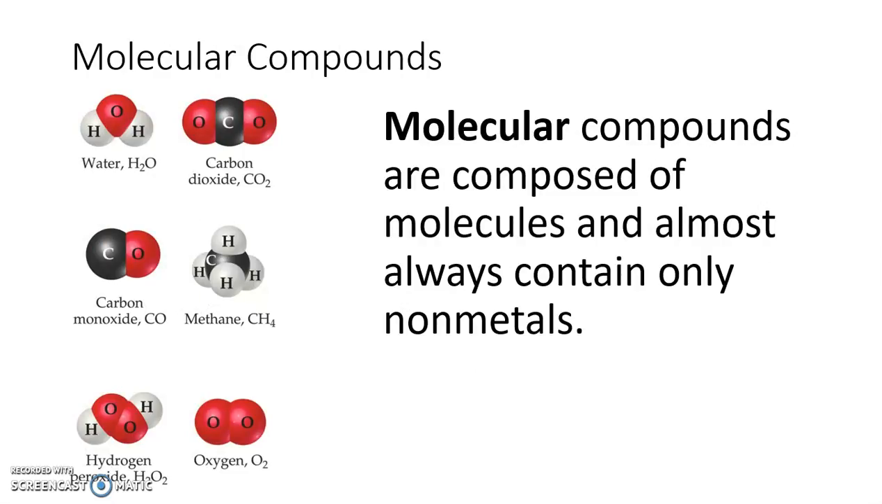Okay, molecular compounds are composed of molecules and almost always contain only nonmetals. So molecular tends to be used as covalent. So if it's molecular, it tends to be all nonmetals, so like a covalent bond with 2 nonmetals. And then our ionics have the metal, but we're coming up to that a little later.